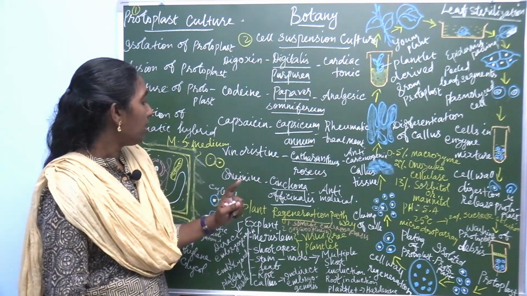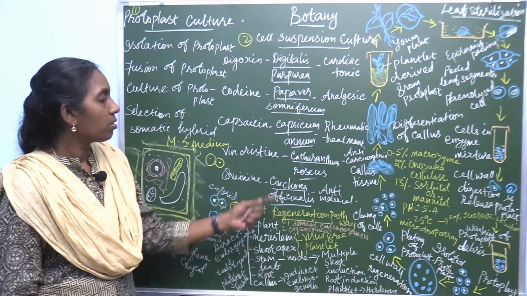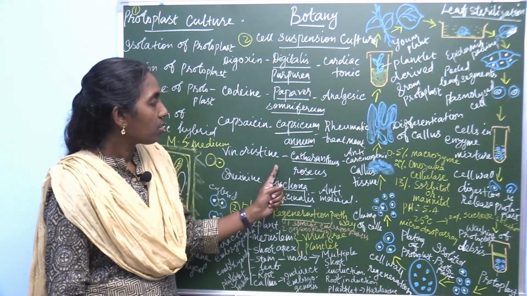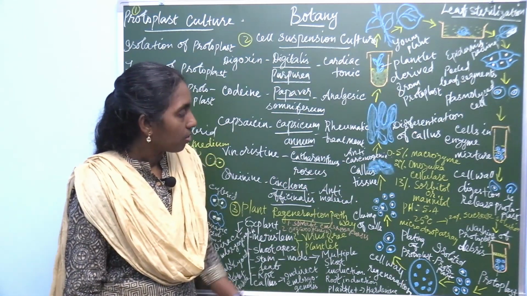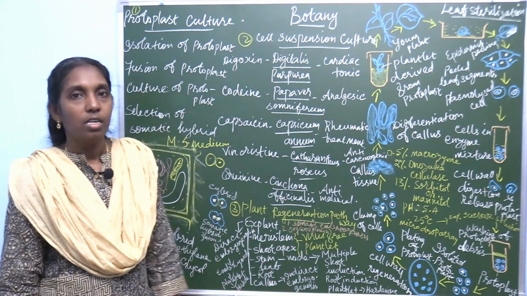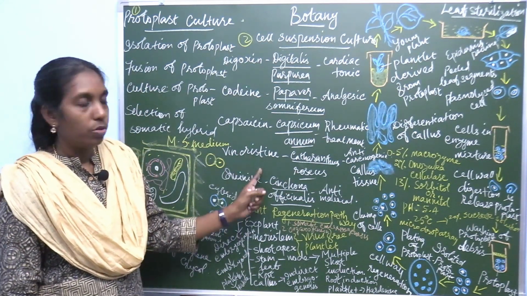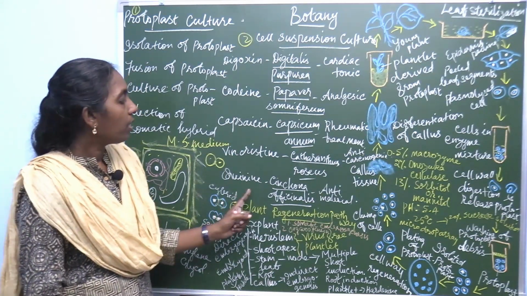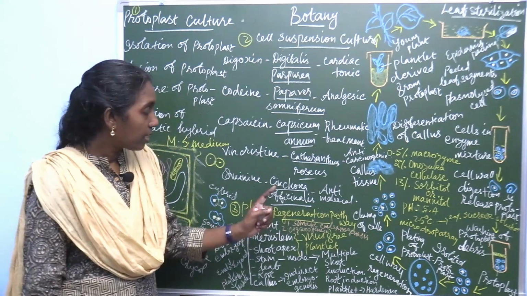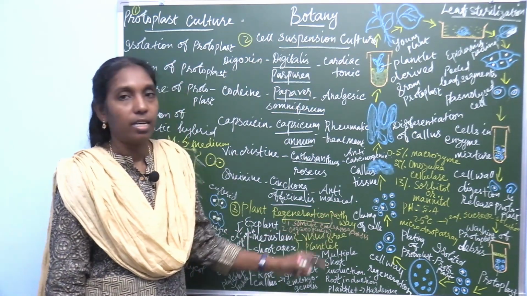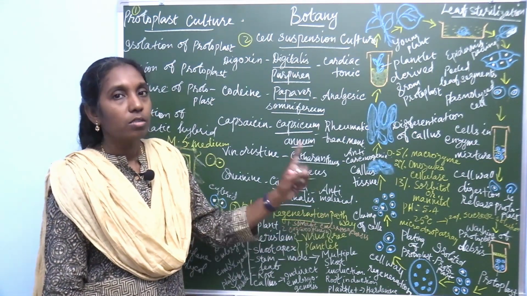Then vincristine. Vincristine is obtained from Catharanthus roseus, you know, a common plant. It is an anti-cancerous substance, anti-carcinogenic. To treat cancer, this vincristine is used. And quinine. Quinine is obtained from Cinchona officinalis. It is used as an anti-malarial substance.